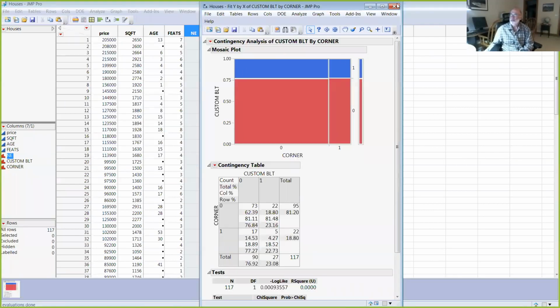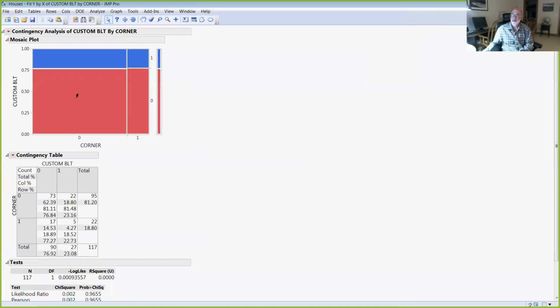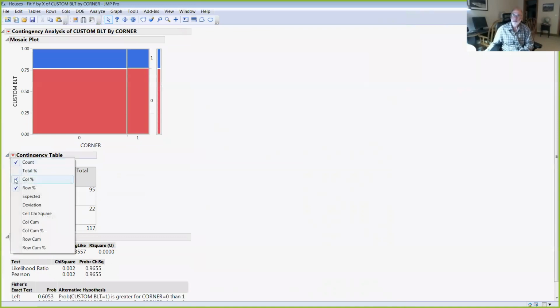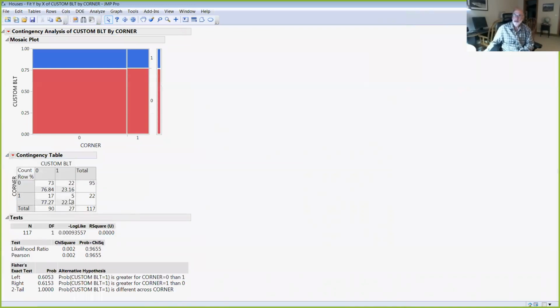So I will take out the total percents and the column percents. What do we have in our sample? Of the houses not on a corner, 23.16% are custom built. Of the houses on the corner, 22.73% are custom built. So if they are on a corner, a slightly lower percent are custom built.